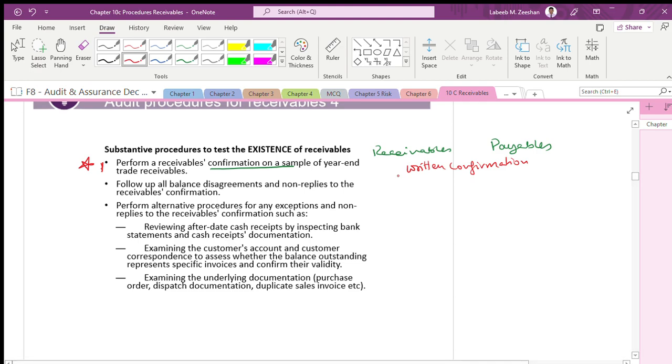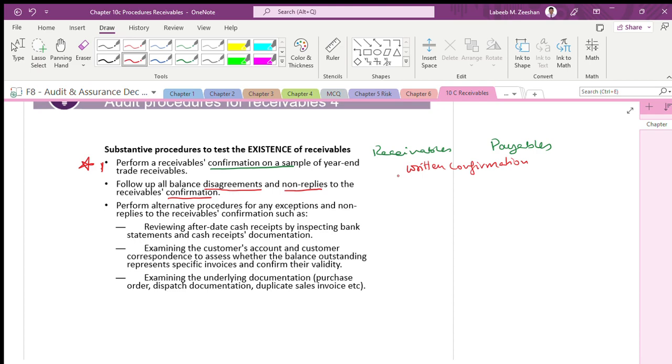Now, for a sample of year-end balances, follow up if there are any disagreements, any replies or non-replies. If there is any disagreement, you have to follow it up to get the receivables confirmation. Easy. Understand the concept. Very simple. For receivables, you should be in a totally different frame of mind. You have to think only from receivables. You have to think only from inventory. You have to think only from the non-current assets. That's very, very specific when you are talking.